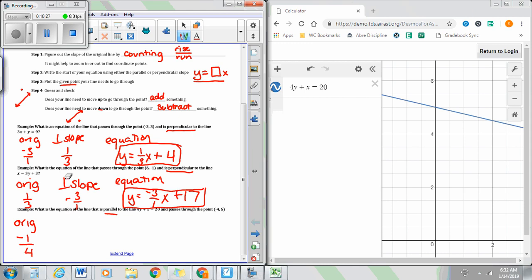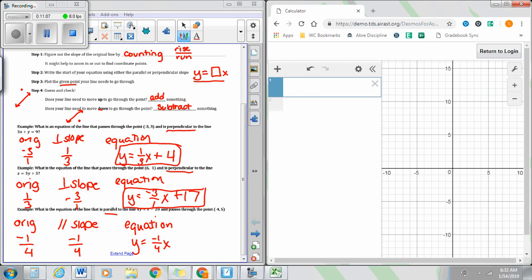Now, this time I don't want the perpendicular slope because this question does not say perpendicular. It says the parallel slope. And those two lines like that look like parallel lines, that just means parallel. Now, if you'll remember, parallel means same slope. So if the original slope is -1/4, the parallel slope will also be -1/4. So I can start on my equation. The equation for this guy is going to start off y equals -1/4 x. It's always whatever you decided your slope was.